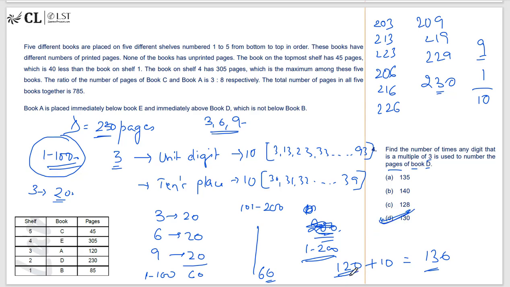Okay. I hope this 120 is clear. We have just figured out that while writing 1 to 100, there are 60 cases where 3, 6, and 9 are being used. Similarly, between 101 to 200, another 60 cases where 3, 6, 9 are used. And then between 201 to 230, there are 10 cases where 3, 6, and 9 have been used. That takes a total to 130.